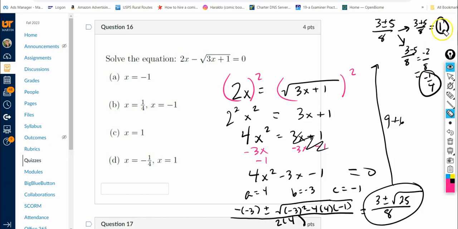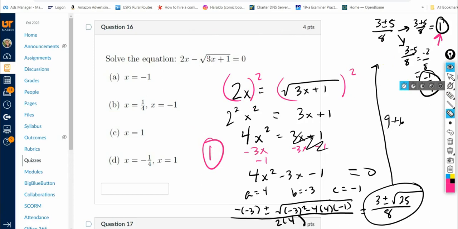So if I put in positive 1, this will be 3 times 1, which is 3, plus 1, which is 4. So I'll have 2 times 1 minus the square root of 4, which will be 2 minus 2, which is 0. So 1 works. 1 is a solution. But what about negative 1/4?